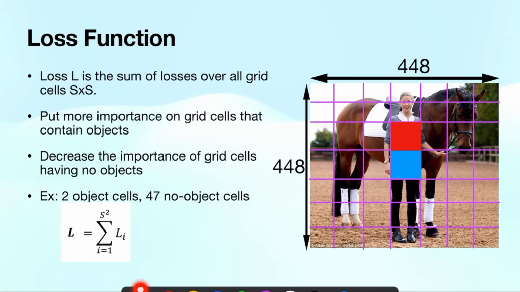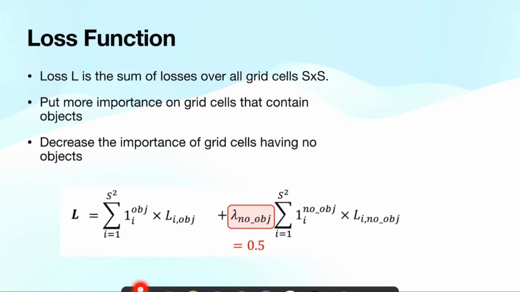If I give equal weightage to all the cells, then this no-object loss will dominate the loss of the actual objects. So what we do is, we decrease the importance of grid cells having no objects. That is what we are doing here. We are splitting the loss function into 2 parts: one is the loss for the grid cells having an object, and one is for grid cells not having an object. For grid cells not having an object, I am downgrading that loss value by using 0.5. This is the lambda no-object parameter, used as 0.5 in the paper. This reduces the importance of this loss when there is no object.